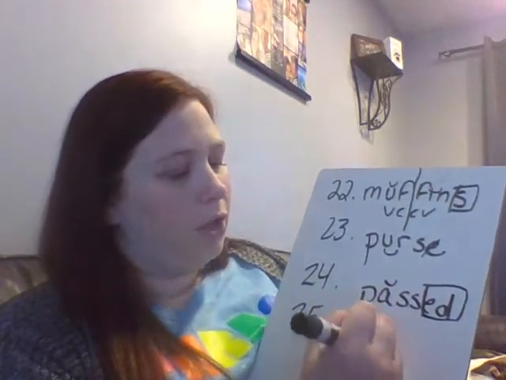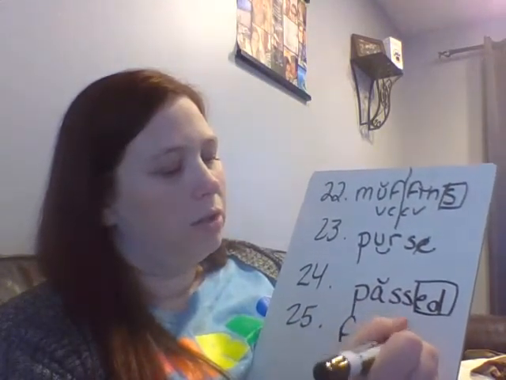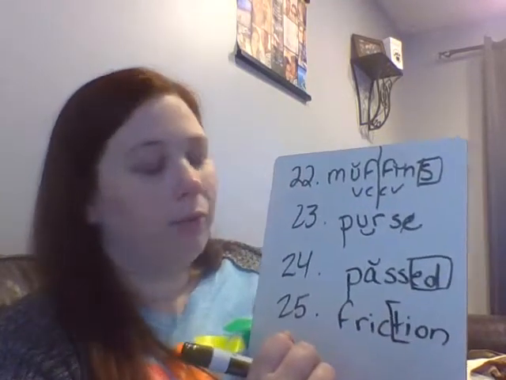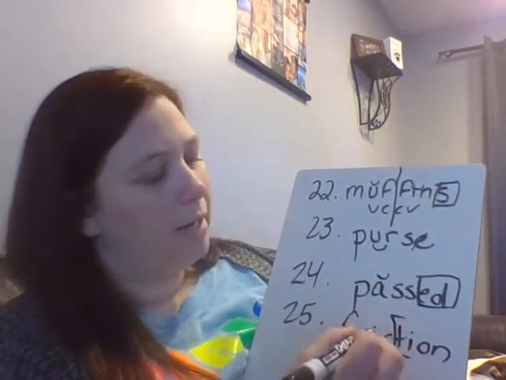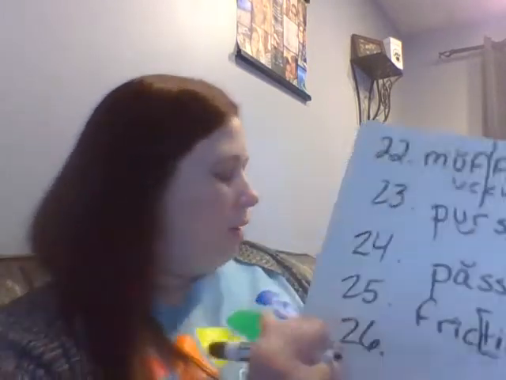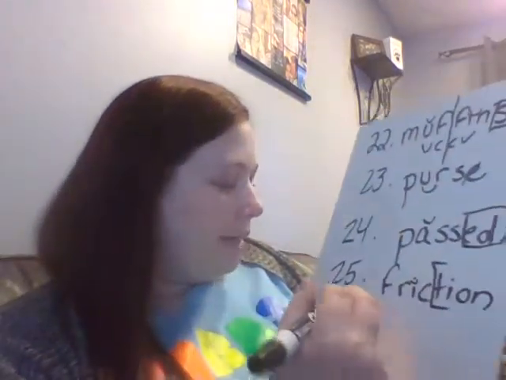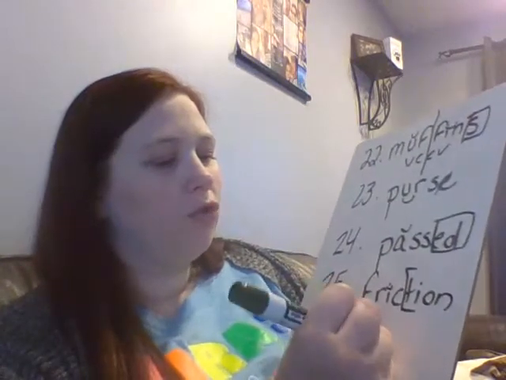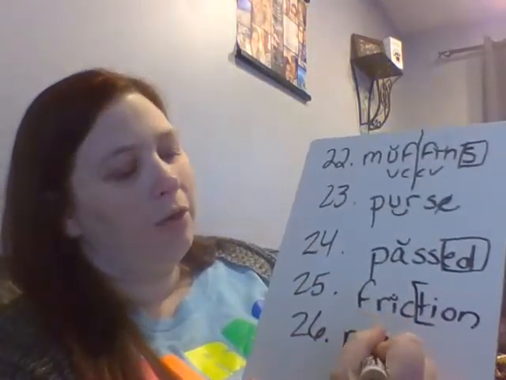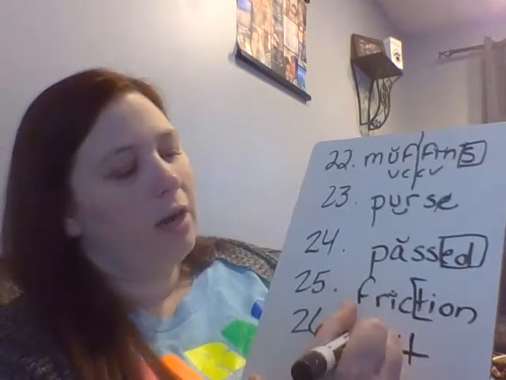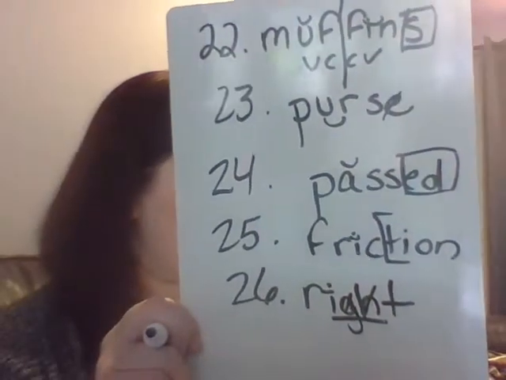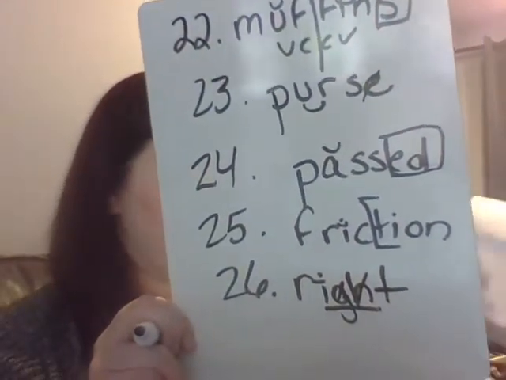25 is friction. Here we have our TION, final stable syllable. So we're going to bracket that off, and then we have vowel, consonant, and we just get a breve. Number 26, we have right. Here we have our IGH trigraph. So we'll underline that. Remember, we cross off the G and the H, and our I gets a macron. Go ahead and make sure you have these all down before we move on to the back side of our worksheet.